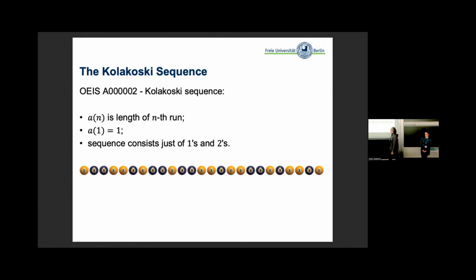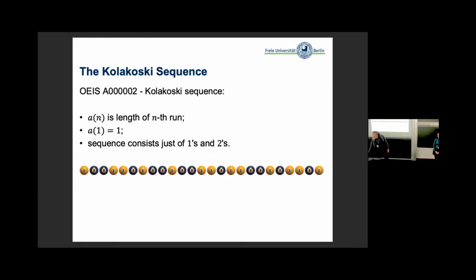So we can see the first number is 1. That's nice. It also only consists of 1s and 2s, and this is just the first, I think, 25 elements of the sequence. It will continue to infinity. And so what does this mean? a(n) is the length of the nth run.